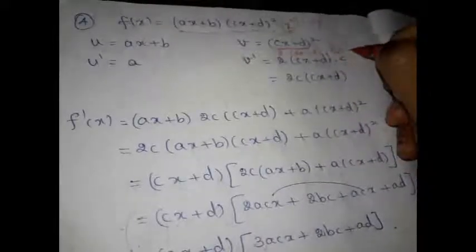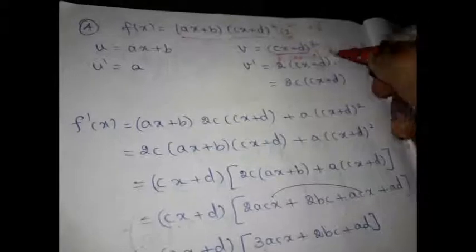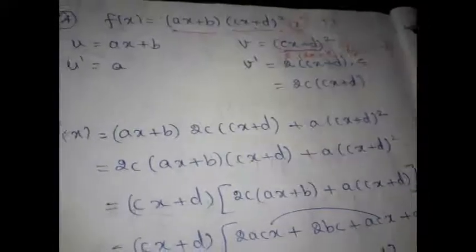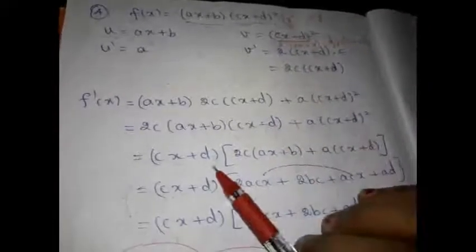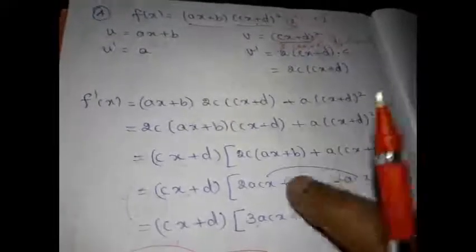So what we have done here, v dash is nothing but 2 into cx plus d into d by dx of cx plus d. d by dx of cx plus d is nothing but c, right? So which is 2c into cx plus d. Now it's mere application of the product rule. U into v dash plus u dash into v, right? So after that I have taken cx plus d as common. So 2c into x plus b plus a into cx plus d. So it's mere multiplication and simplification, right?